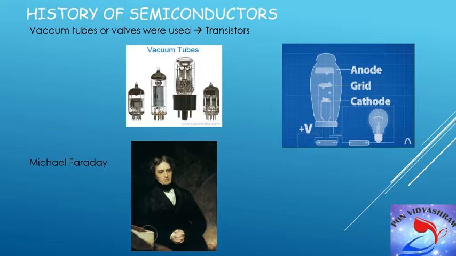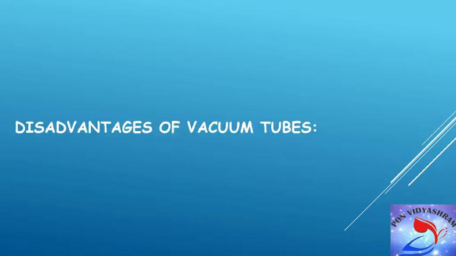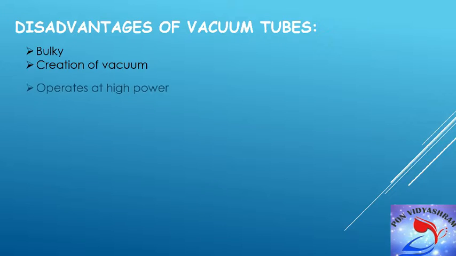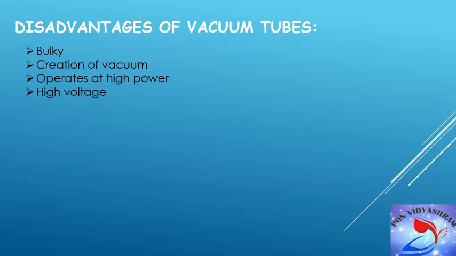But it had a little bit of a disadvantage. We'll see what the disadvantages of the vacuum tubes are. The disadvantages were that they were bulky. We need to create vacuum inside the glass container, and it operated at high temperature, high power, and it needed high voltage. It was less reliable also, and its lifetime was also less.